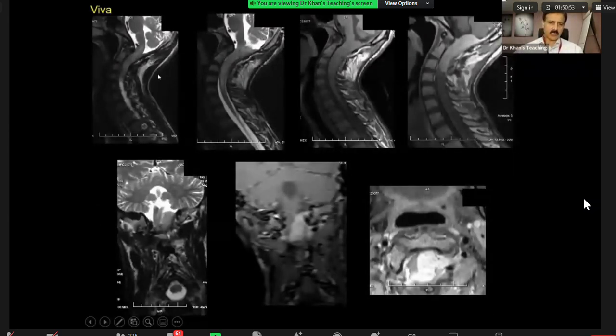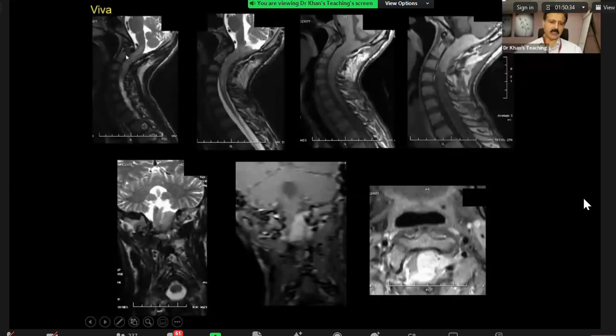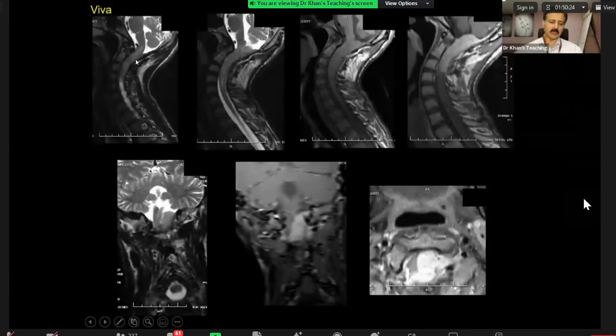This particular case, if you see, is a T2 weighted sequence, T2, T1, T1 with contrast, then T2 coronal, T1 with contrast coronal, and an axial with contrast. Now, with that, there is a lesion sitting within the cervicomedullary junction, and it is going into the cranial cavity also. What is it?